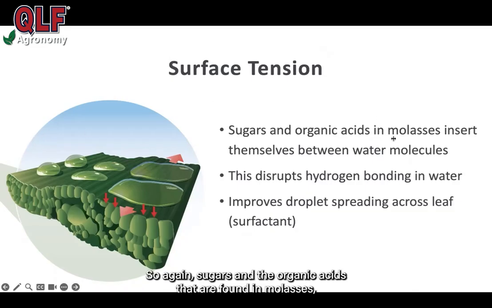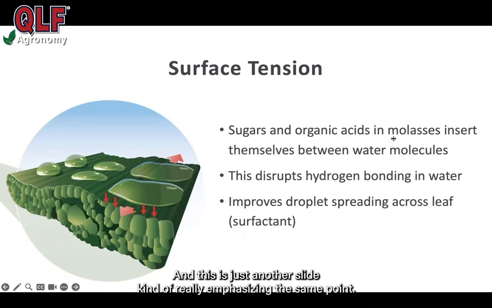So again, sugars and the organic acids that are found in molasses essentially insert themselves in between the water molecules within the droplet. And that's, of course, going to disrupt the hydrogen bonding between the water molecules, keep the water molecules apart, and therefore keep them spreading out, reducing that surface tension. So that's going to improve the droplet spreading across that leaf surface area. It's really about bulking up the droplet, increasing the density of the droplet with all of those acids and sugars inside it.